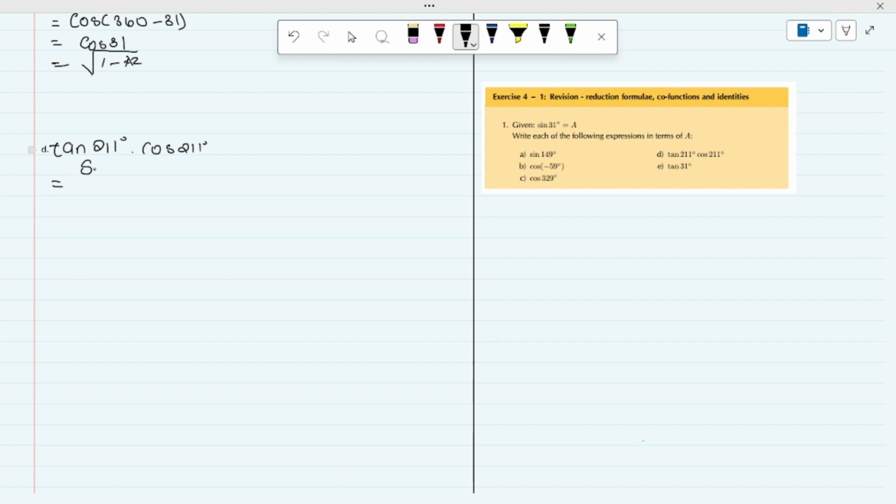Now you need to simplify this tan, right? When you simplify this tan, you know that it's going to be sine 211 over cos 211, right? So now these are multiplying. So cos 211 degrees. Now you see that this is the denominator, this is the numerator, and there's a multiplication sign in between them, meaning that you can cancel them out, right?